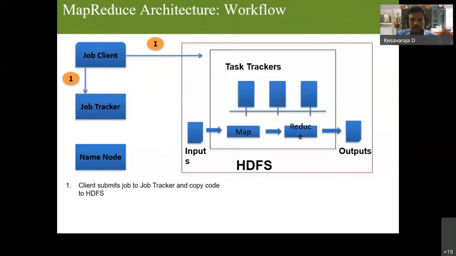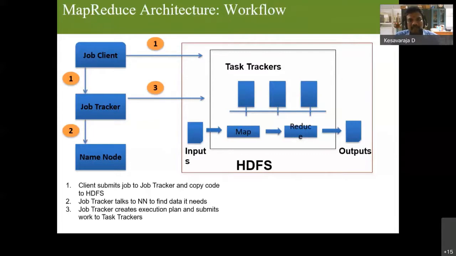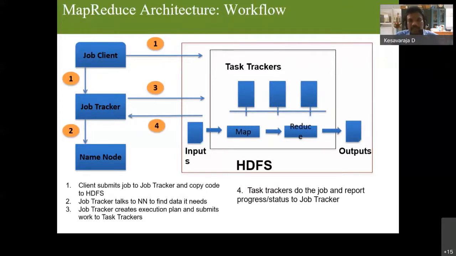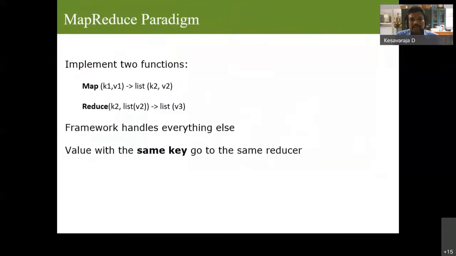So for a few more minutes, I will complete sharply at 4:30 or 4:35. Step number 1, the job client submits the job. Step number 2, the job tracker finds the name node for data. Step 3, task execution. Step 4, the task tracker does the job. And at last, the reducer performs the entire task. This is the basic activity.